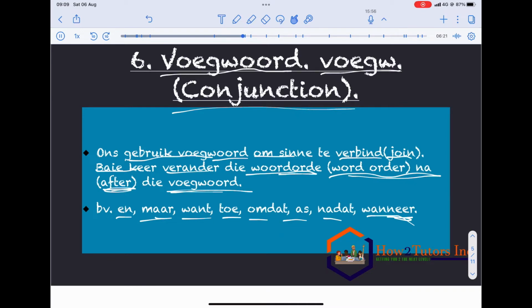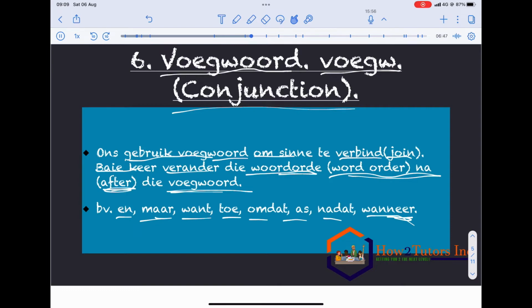Byvoorbeeld, so these are a few examples of conjunctions. En, maar, want, toe, omdat, as, nadat, wanneer. And this is what they mean. En means and, maar is but, want is because, toe is then, omdat is because, as is if, nadat is thereafter, and wanneer means when.